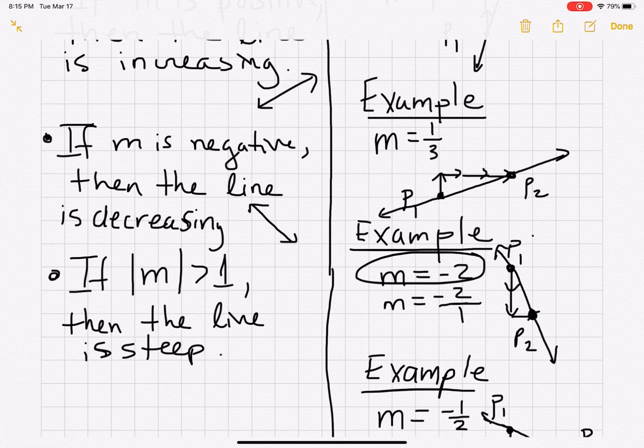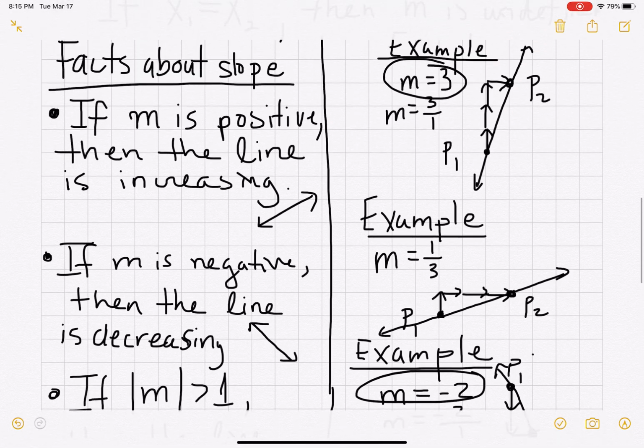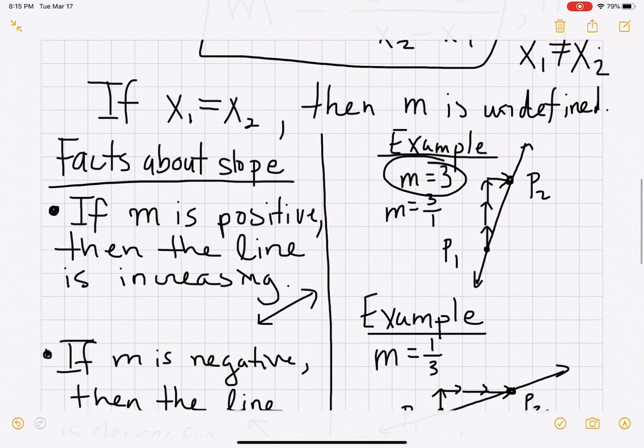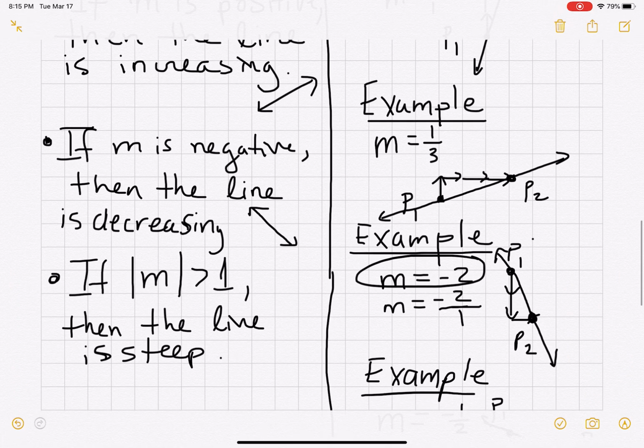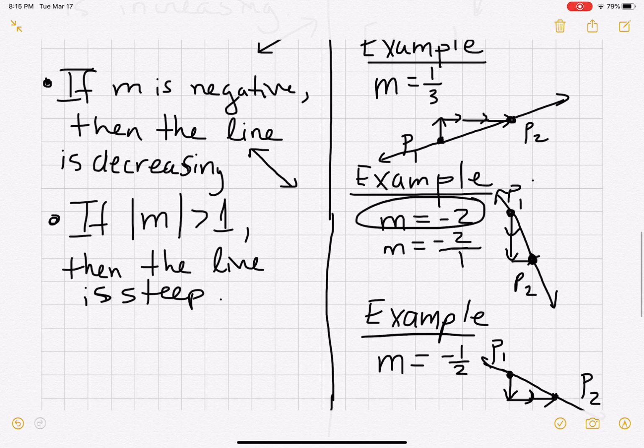So let's think about that one more time. You took the absolute value of -2 here, right? Absolute value of -2 would be +2. That's definitely bigger than 1. And we have a steep line. And if you go back to the example where the slope was 3, if you take the absolute value of that slope, you get 3, right? Absolute value of 3 is 3. You got a steep line. So anytime the absolute value of your slope is bigger than 1, then you have a steep line.